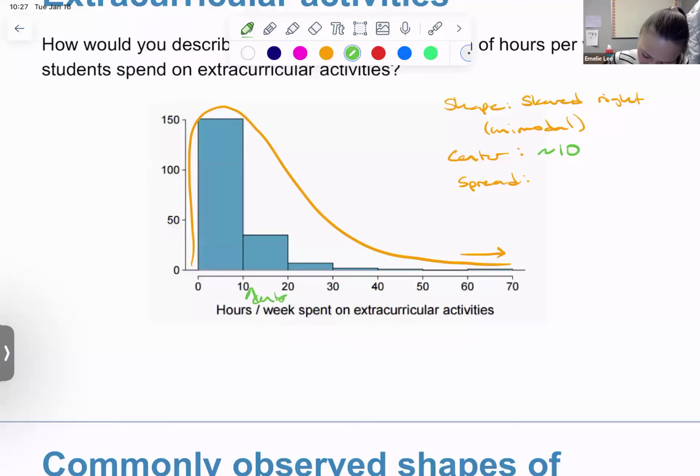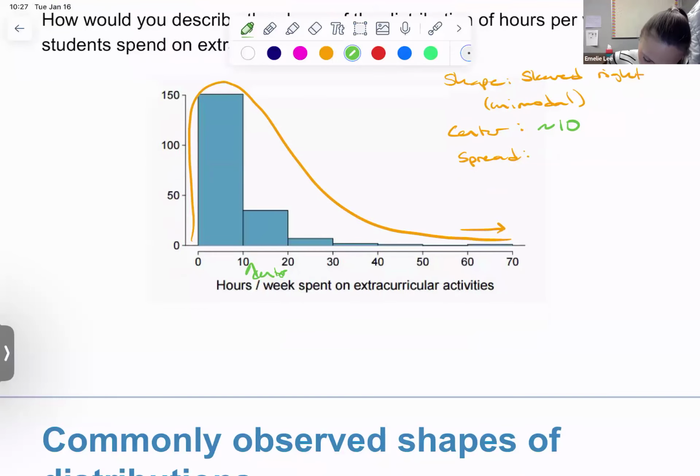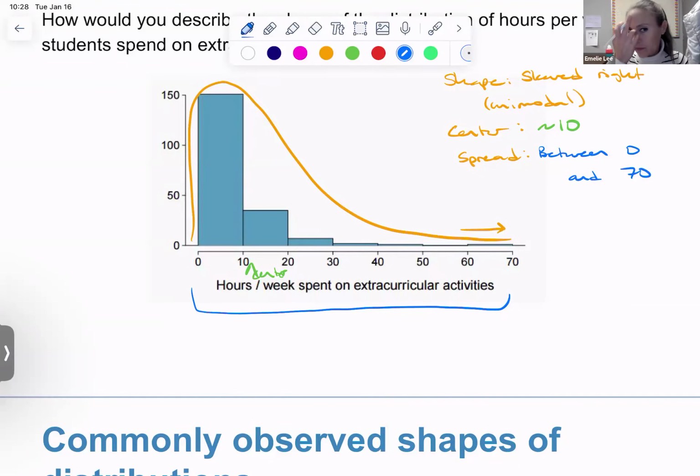And so for the spread, I would say the spread is roughly between 0 and 70. You could add something like most commonly 0 to 30 or something like that. But remember, for the spread, you're just getting an idea of what's a reasonable value. So just a rough idea: somewhere between 0 and 70. Okay.